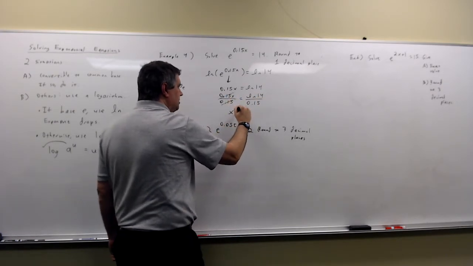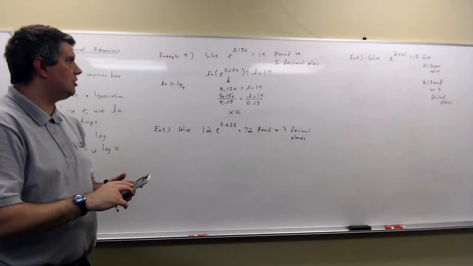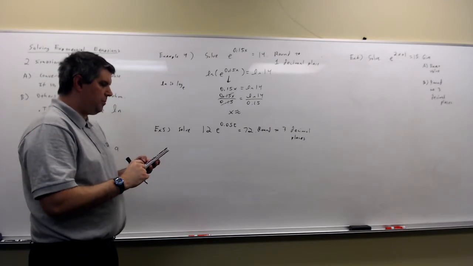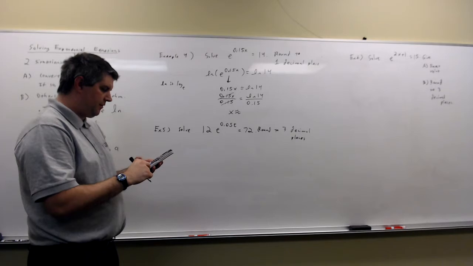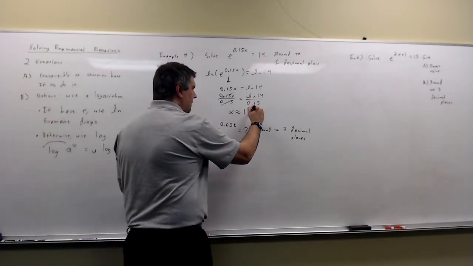All right? Next, we simply divide off that 0.15. And x is approximately, because it says round to 1 decimal place, I'm going to take the natural log of 14. I get 2.639... divided by 0.15, and the value rounds to 17.6.